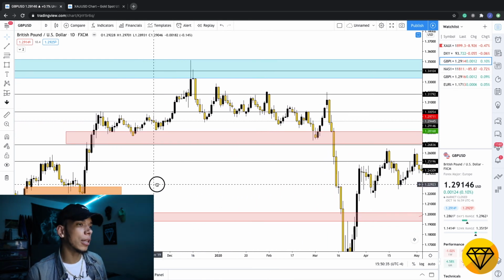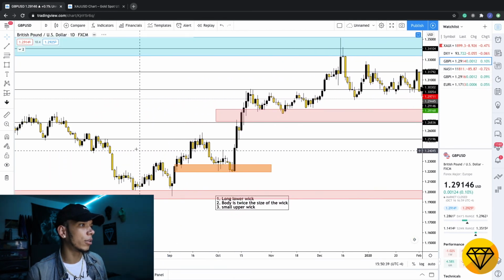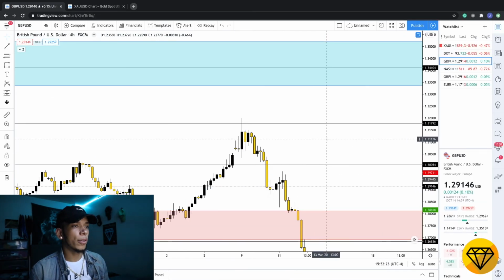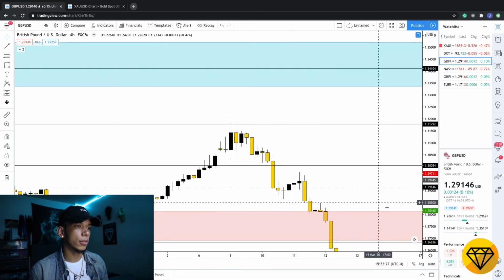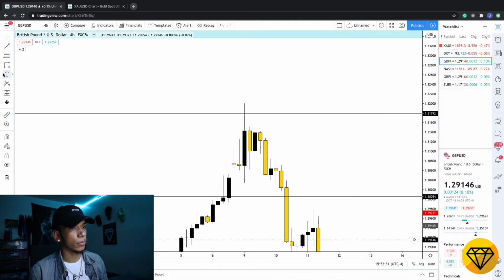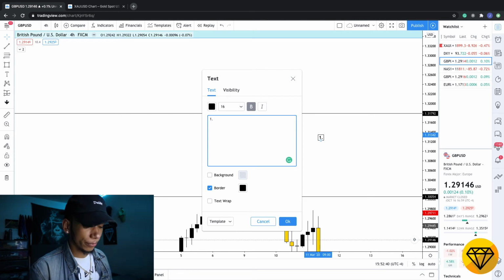Now remember, we need to look for a hanging man after a rally. After a rally comes a hanging man. Okay, guys, look, we found a hanging man after a large rally, an extended rally. Now, first, let's go through the identification criteria.